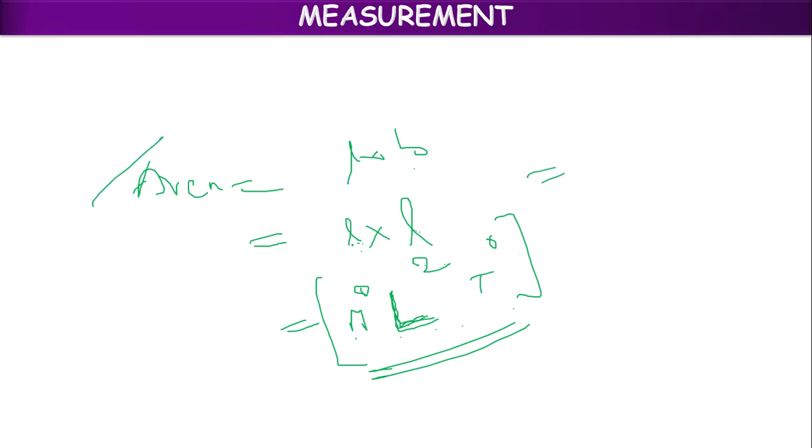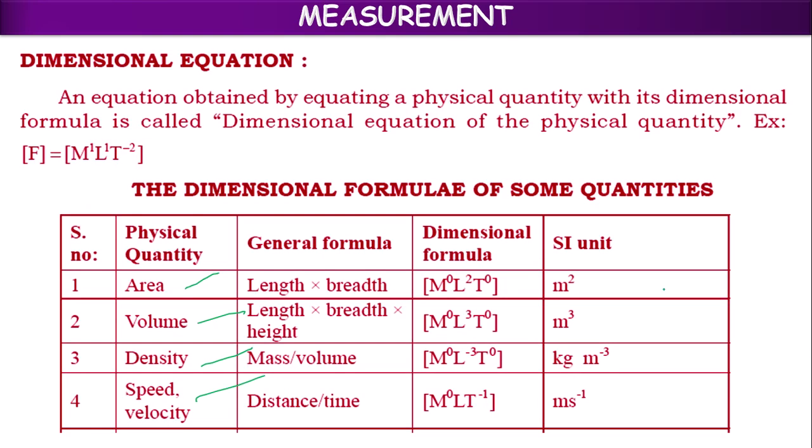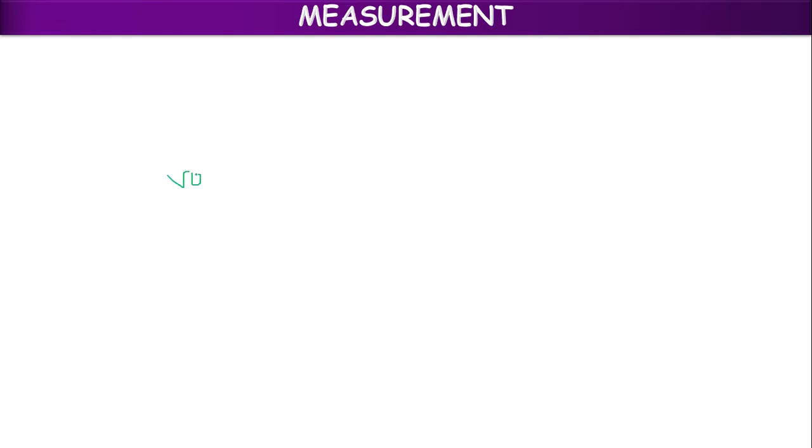And what is the unit for area? Length is measured in meters. Meter into meter, meter square or square meter. So for area, children, M0 L2 T0, the SI unit is meter square.